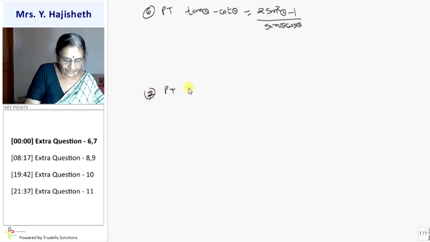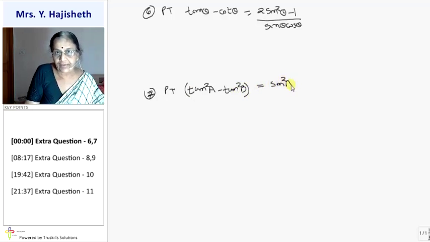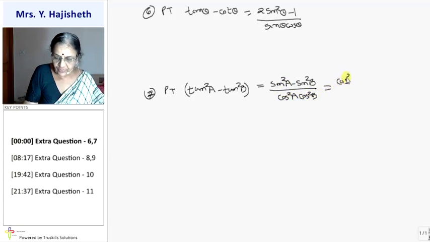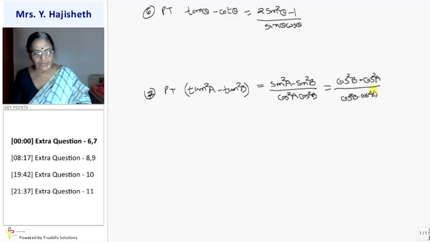7th: tan square A minus tan square B is equal to sin square A minus sin square B upon cos square A into cos square B. And another answer is cos square B minus cos square A upon cos square B into cos square A. Now let us try this.